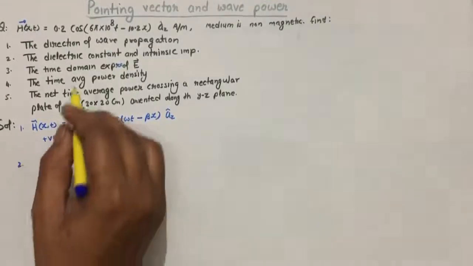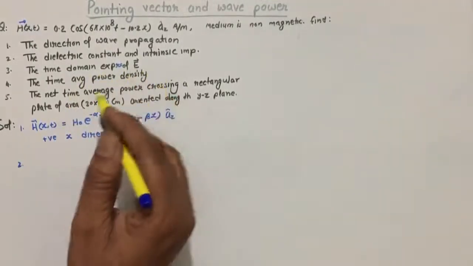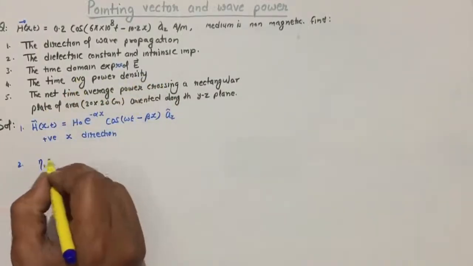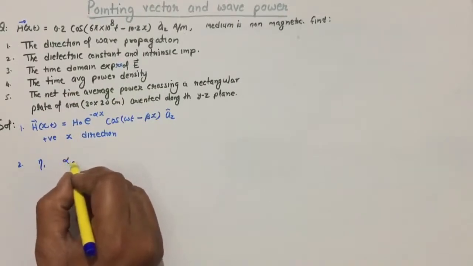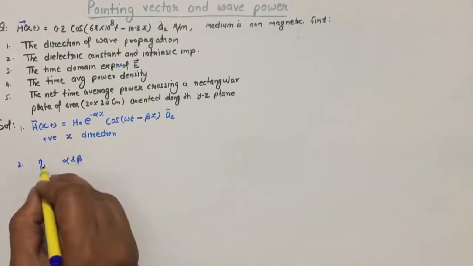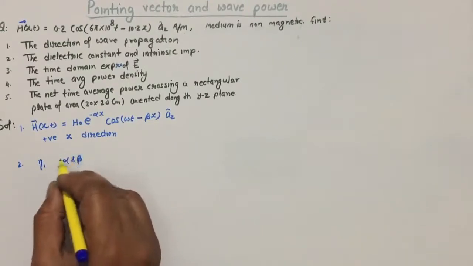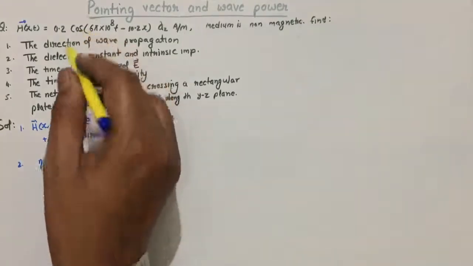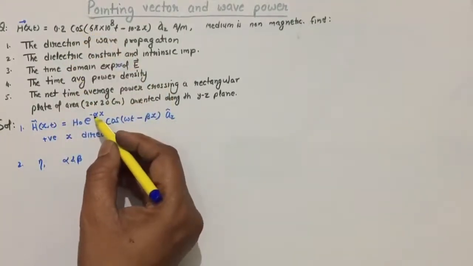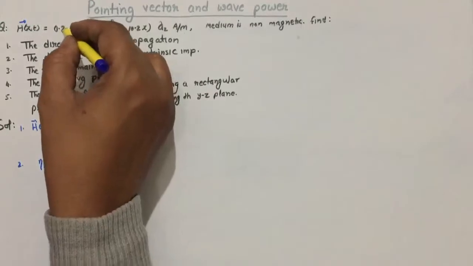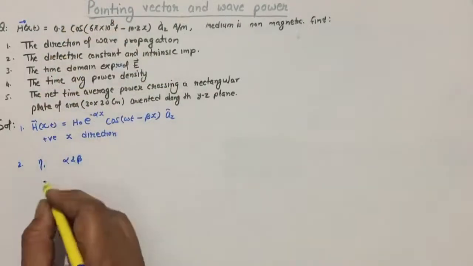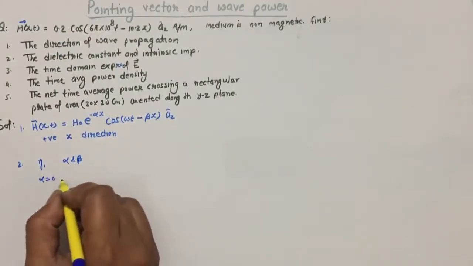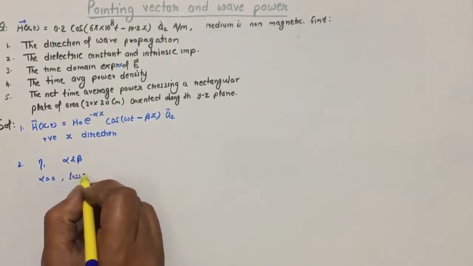Now next is to find the dielectric constant and intrinsic impedance. The dielectric constant can be found out if we know either the intrinsic impedance or alpha and beta. We don't know the impedance, so it is easy and important to know alpha and beta. If we relate from this equation, then we find alpha is 0, that's why there is no such term here. If alpha is 0, it means the medium is lossless. It indicates a lossless medium.